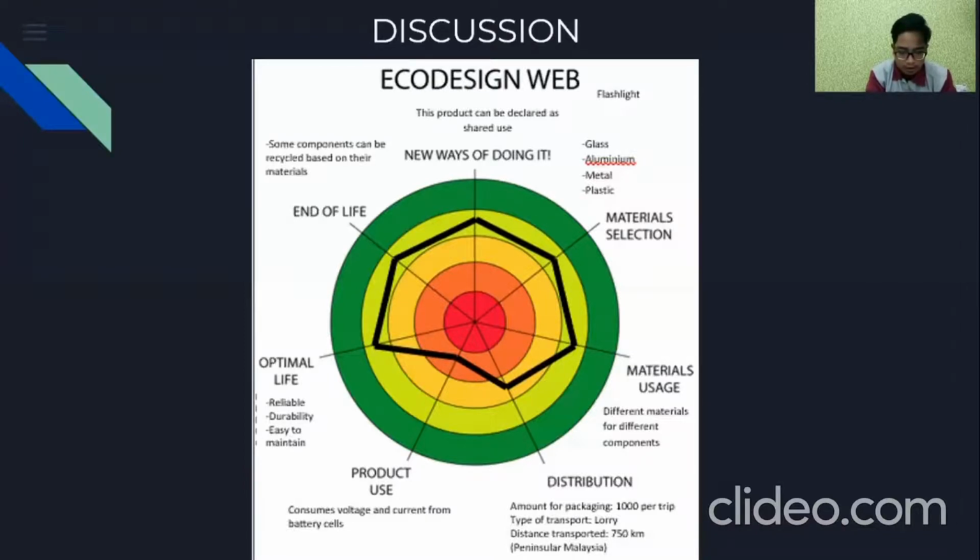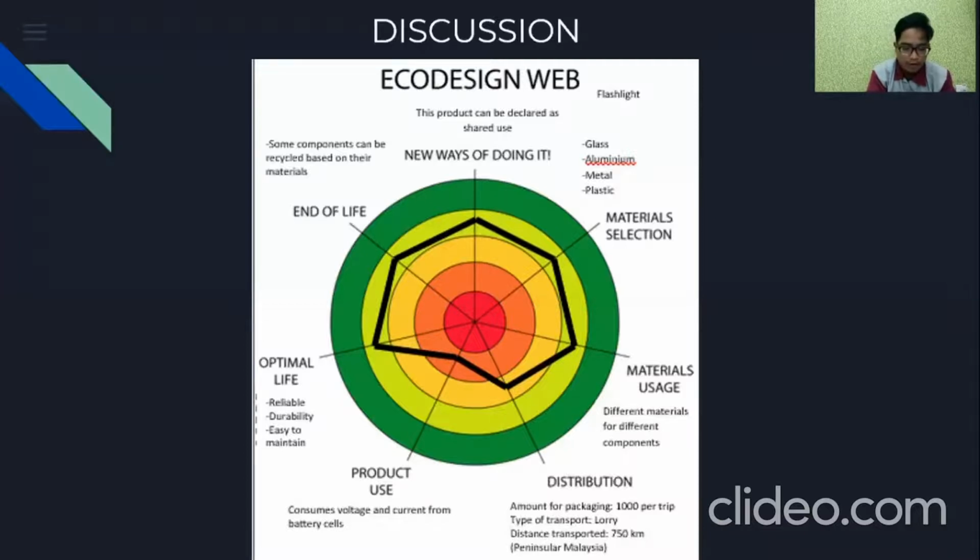The product use element for this flashlight is rated as bad because it consumes power from the cell in order to function. In return, when the torchlight is operating, heat is released to the environment due to lamp operations. Next, this product is reliable and durable due to the material it is made from. Other than that, it is also easy to maintain as users just need to change the battery to a new one when it runs out of current.